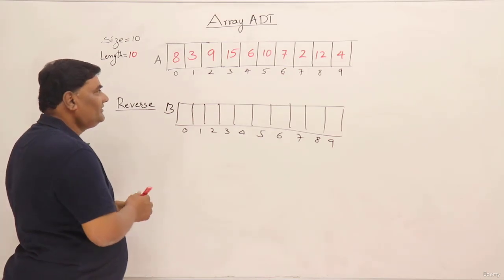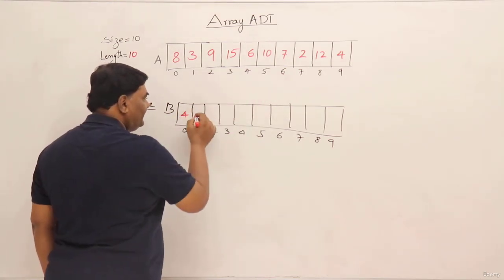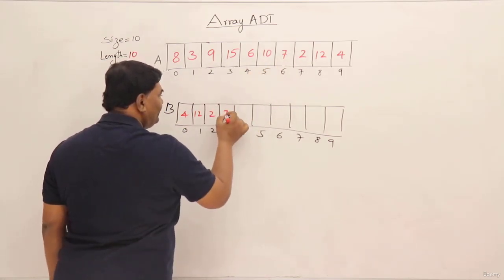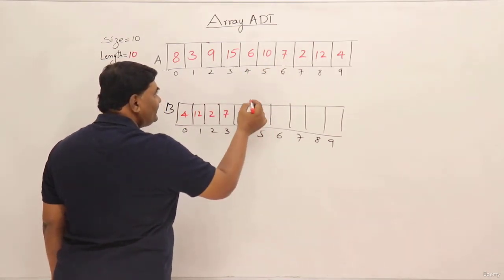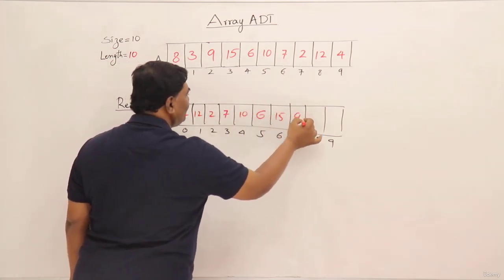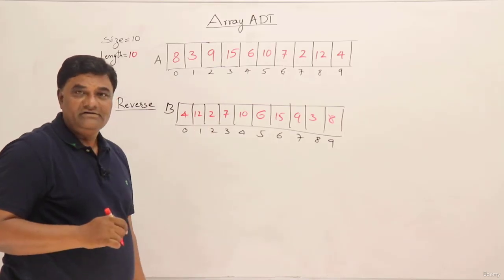So the first element that we'll copy here will be 4. 4 is copied here. 12 is copied. Then 2 is copied here. Then 7 is copied. Then 10. So in this way, we will reverse copy all the elements. So the elements are reverse copied.